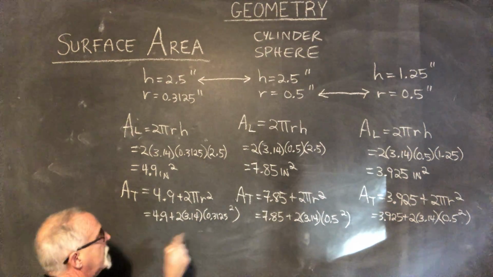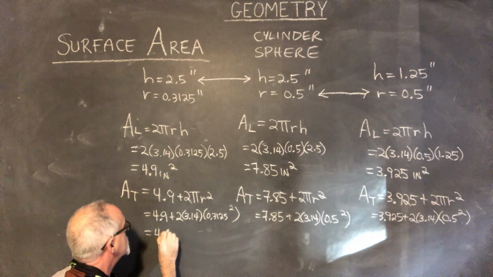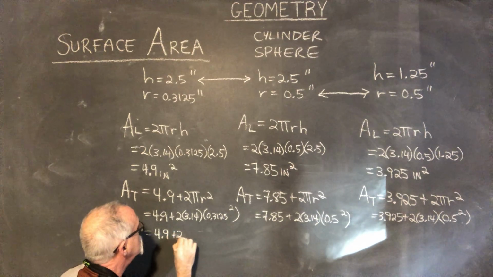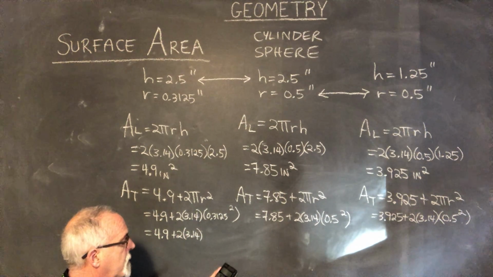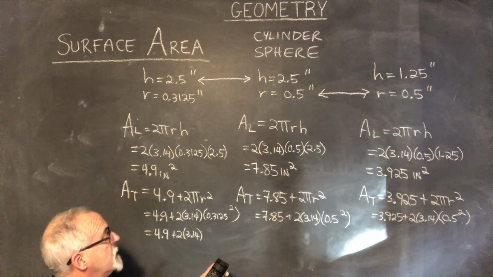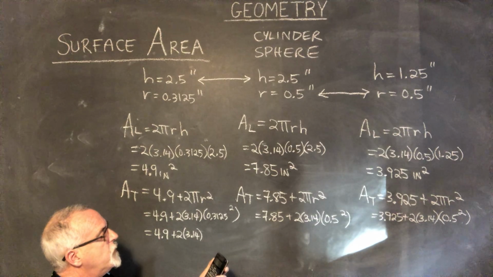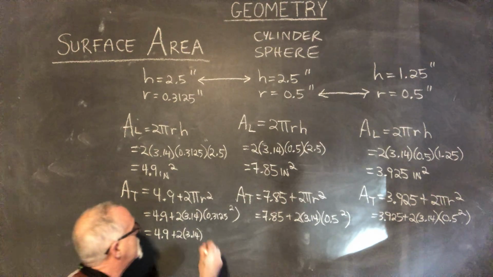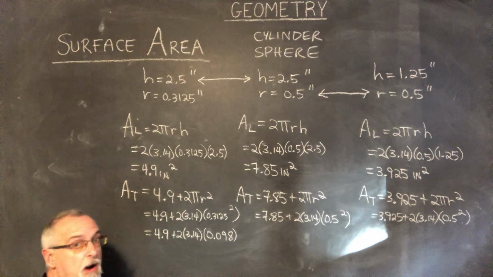Okay, I have to do the squared radius first. So a lot of copying. Plus 2 times 3.14, 0.3125 squared is 0.0976. I'm going to call it 0.098. I don't want to round it too high.